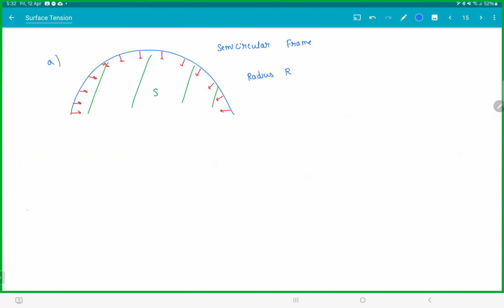So in this, what we do from the center, at an angle theta, take a small d theta. So on this strip, the force would be acting this way, which is S into the length, r d theta, into 2 because there are two surfaces.